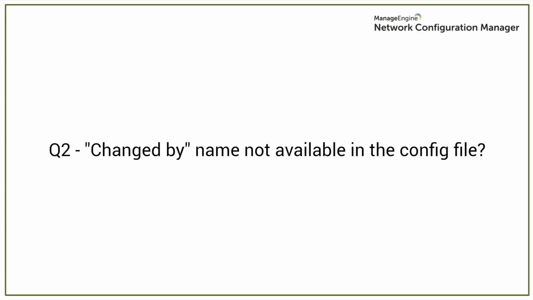Changed by name not available in the config file. If you back up the devices, sometimes you will not be able to see the changed by name, meaning which user logged into the devices and made the changes. In Network Configuration Manager, we have some limitations. If you back up the device using the real-time change detection feature, then only you are able to see the changed by information, because we are getting the changed by name using the syslog messages. If you back up the device using manual backup or a scheduled backup, you will not be able to see the changed by name because we will not be able to get the changed by information during those operations.